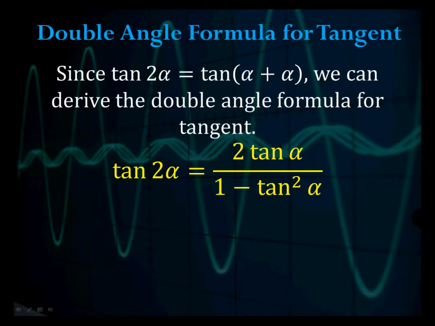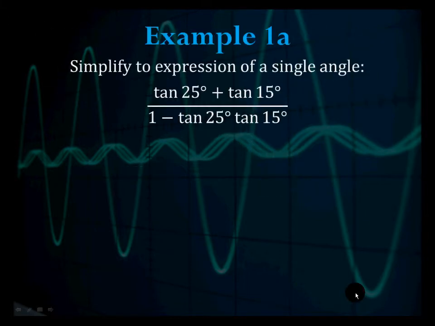The double angle formula can be derived by using the sum formula and then combining the alphas together. So the tangent of 2 alpha is equal to 2 tangent alpha divided by 1 minus tangent squared alpha. So that's another formula you can use to memorize. If you do not remember this formula, you can always go back to tangent of alpha plus alpha and you'll get the same thing. Let's take a look at example 1a.